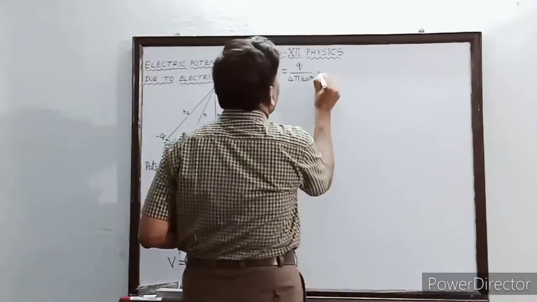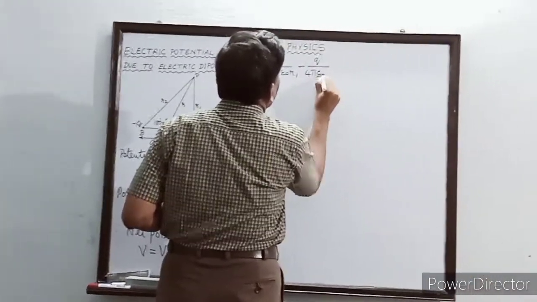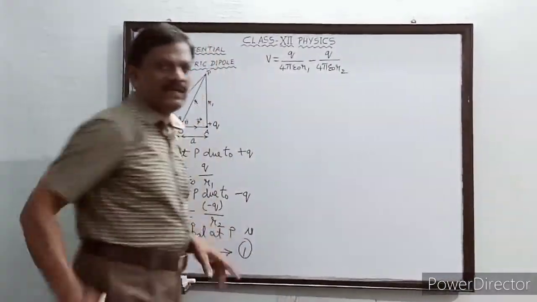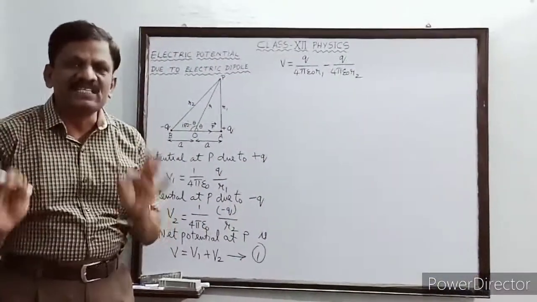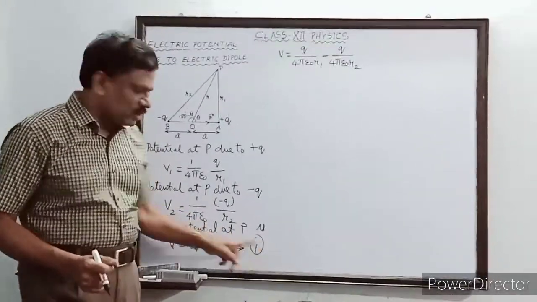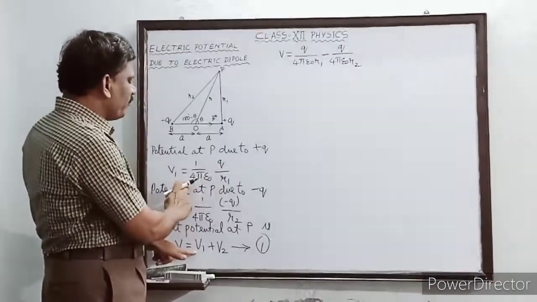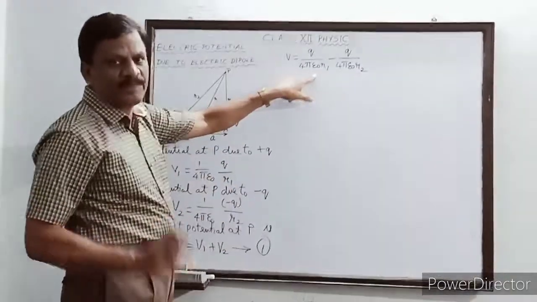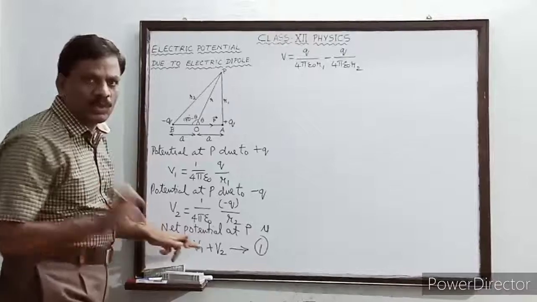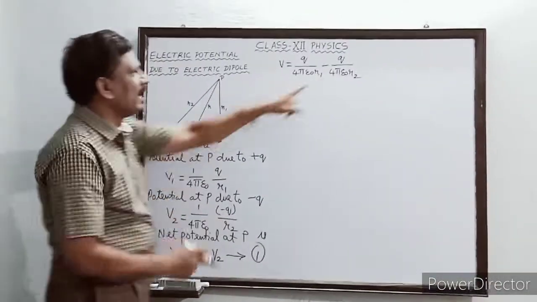So this is minus q divided by 4 pi epsilon naught R2. Carefully you check each term and then you substitute in equation 1. So in place of V1 what we have substituted? This is q by 4 pi epsilon naught R1. In place of V2 what we have to substitute? That is minus q by 4 pi epsilon naught R2.